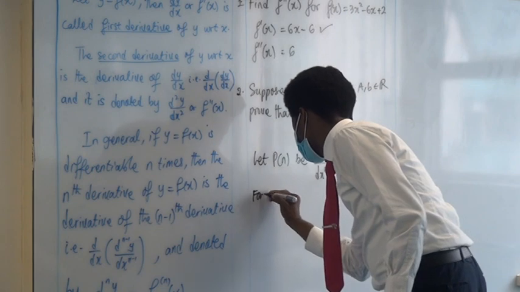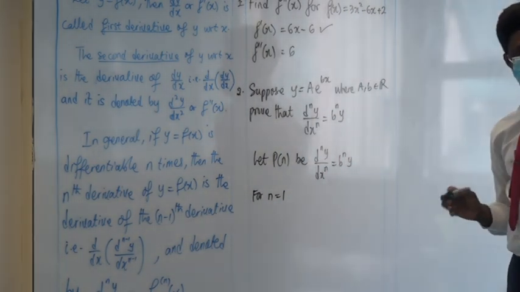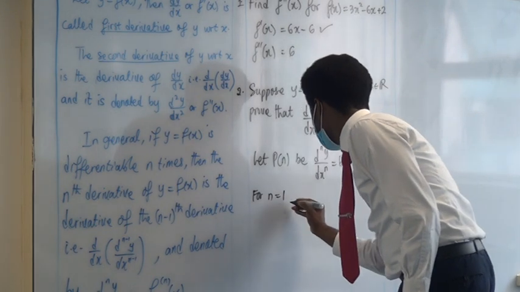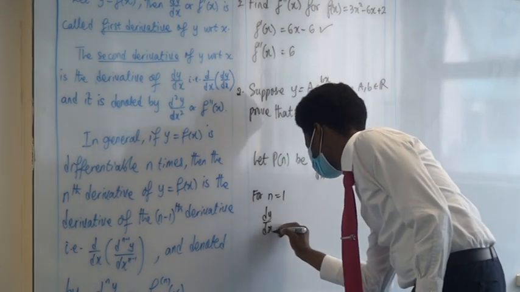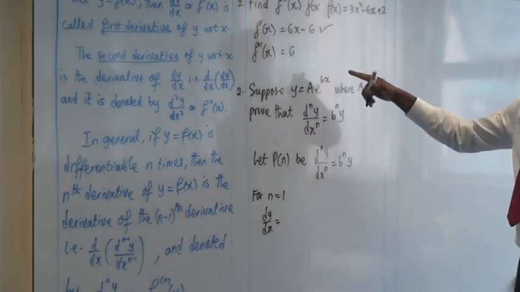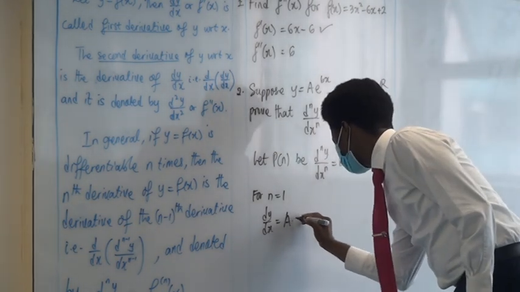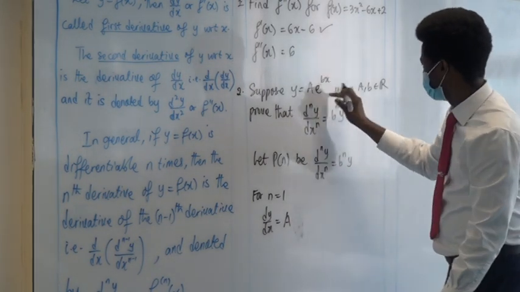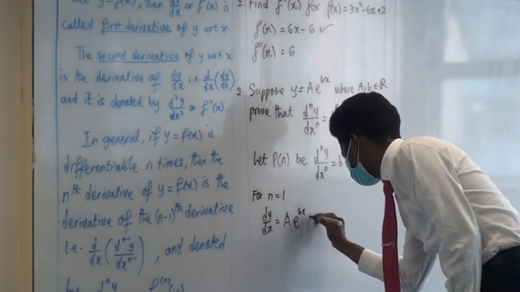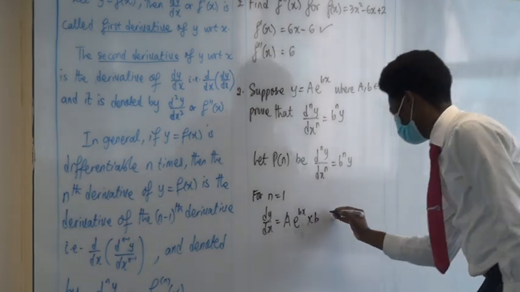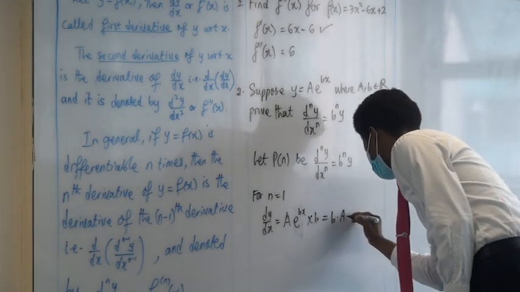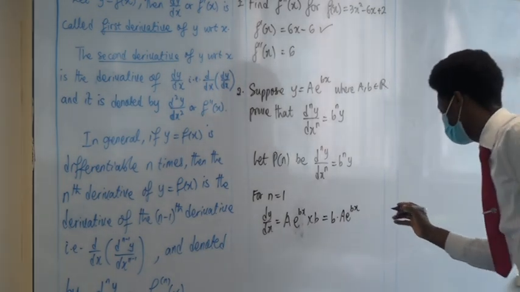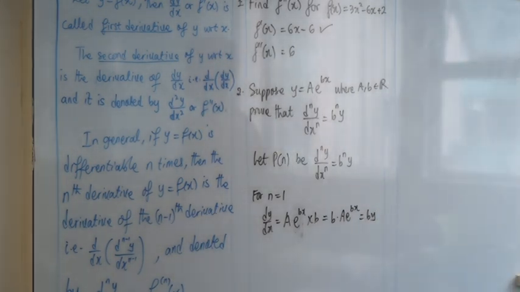So for n equal to 1, I will get dy/dx, right? Dy/dx from here will be a times e^(bx). No, let's follow the normal. This is a constant. You write it first. You copy the exponential, then you multiply by the derivative. Do you agree? And that is going to be b times a e^(bx), which is equal to b y. And that is b raised to power 1 times y. So this statement is actually true when n is equal to 1.